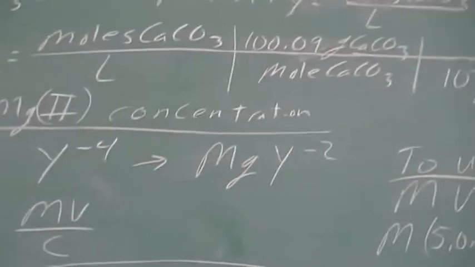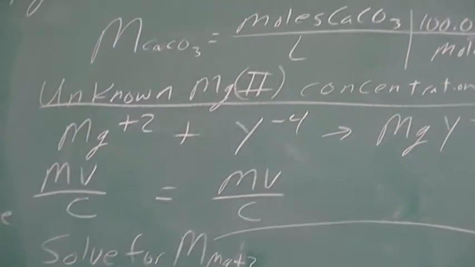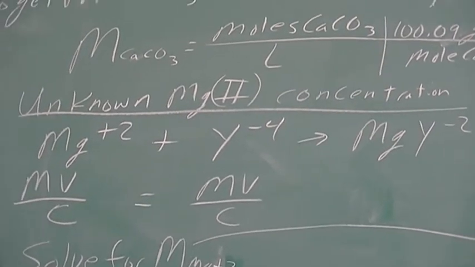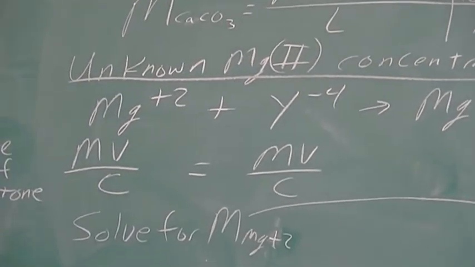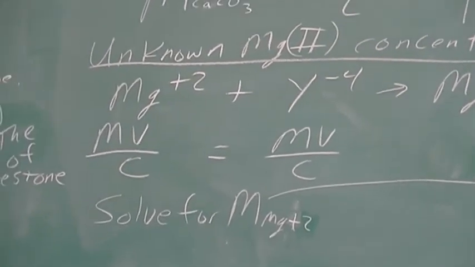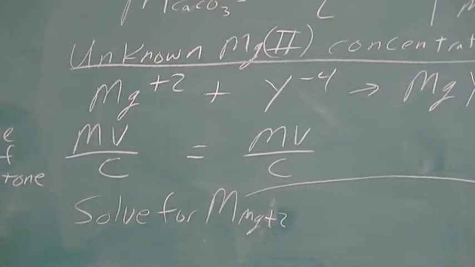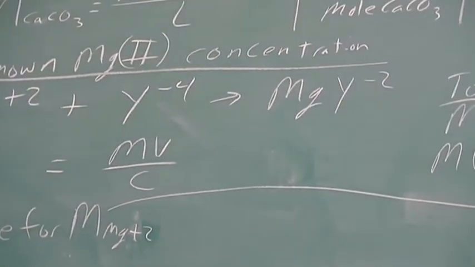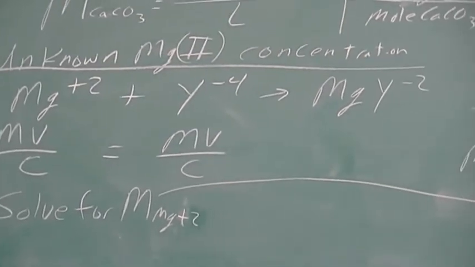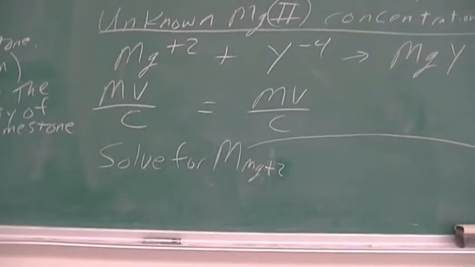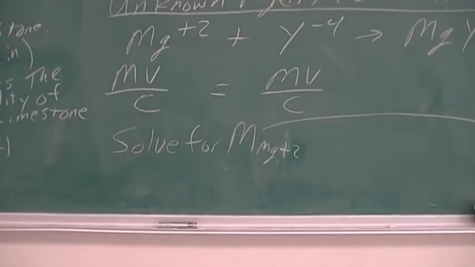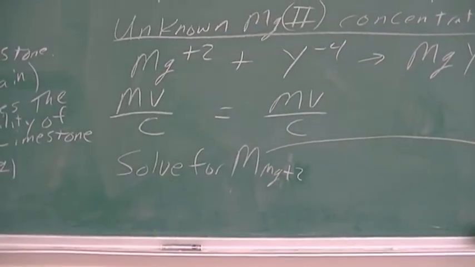Alright, then the second titration that we're going to do is we're going to be given an unknown magnesium plus 2 solution. Alright, and so a magnesium plus 2, which is another component of hard water. Alright, so this was made up as an unknown, is going to react with our EDTA to form the complex ion MgY-2. Remember, Y is the abbreviation for EDTA. So again, we're doing a titration, so MV over C is equal to MV over C, and we are solving for the molarity of the magnesium plus 2.